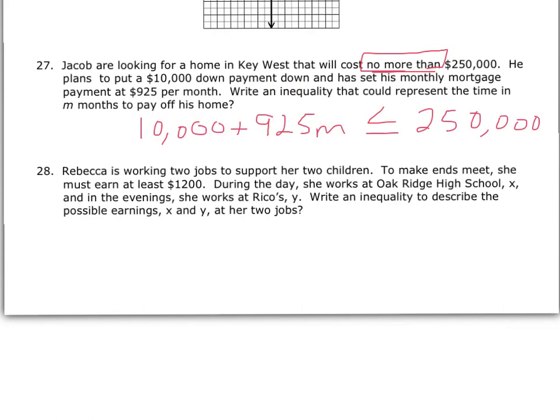Okay, so she earns x at one job at the school. She earns y at the other job. And to make ends meet, she must earn at least $1,200. So making ends meet means being able to pay your bills. So if this is what she earns over here, and this is kind of like her bills over here, we know that she has to earn more than or at least equal to $1,200 to make the ends meet. So her earnings must be more than or equal to $1,200.